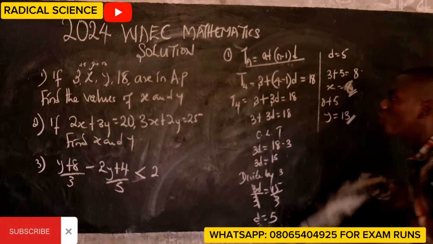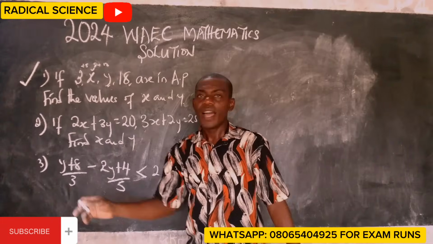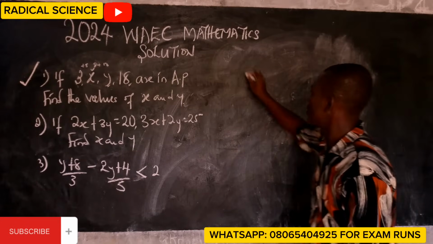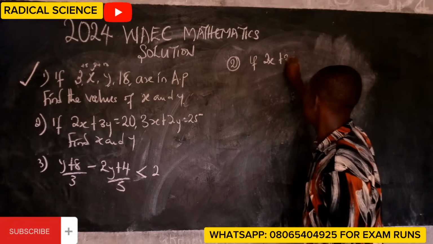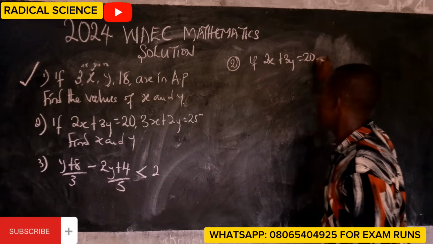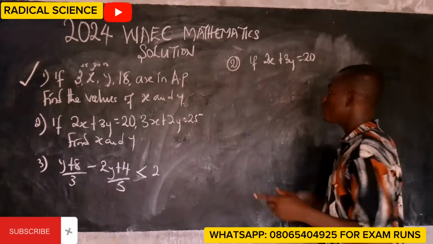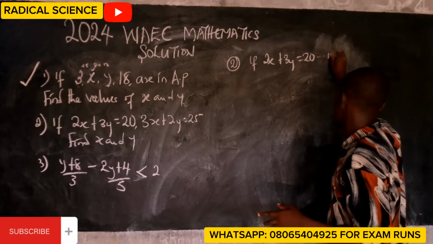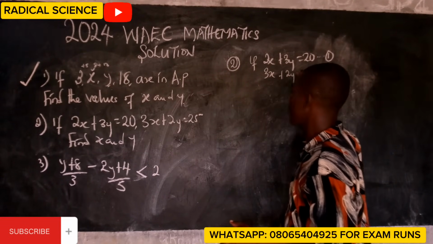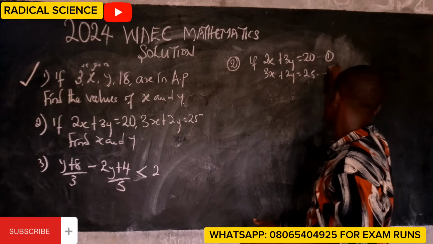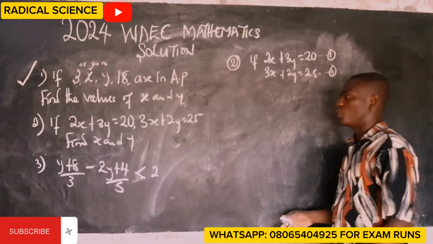We also want to solve the second one. Please pick up. I believe you've understood this. Now let's solve number 2. Number 2 is: if 2x plus 3y equals 20. Please, I would like you to know this is simultaneous linear equation. It's composed of 2 equations. I have equation 1, and 3x plus 2y equals 25. This is equation 2. They may not arrange it like I've arranged it just to confuse you.